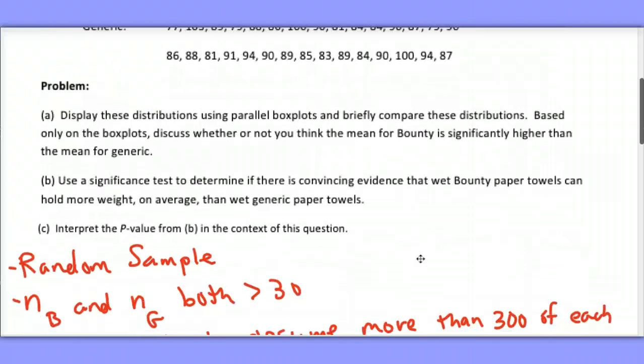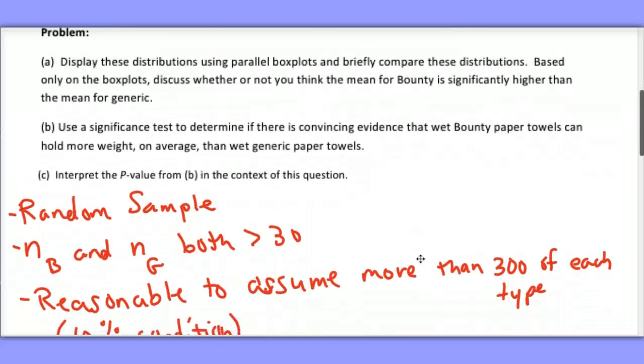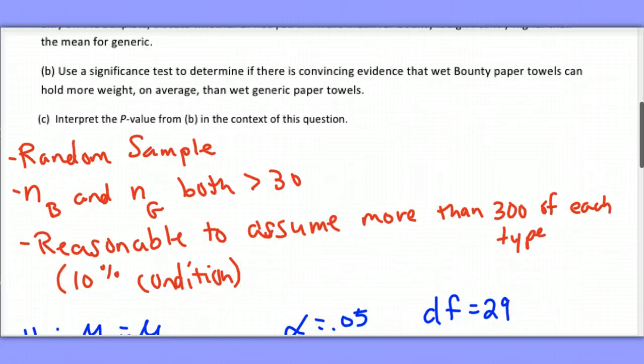I don't have to worry about doing a normal probability plot or checking for outliers. Even though there were outliers in the generic paper towels, those don't matter because our sample size was 30. And actually it's greater than or equal to 30. And it's reasonable to assume that we did not sample more than 10% of the population.